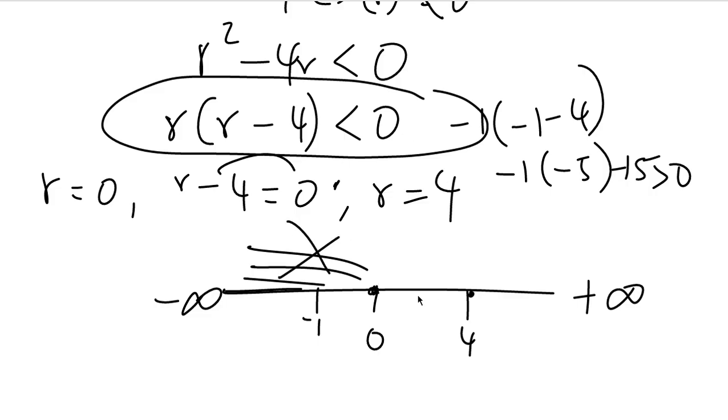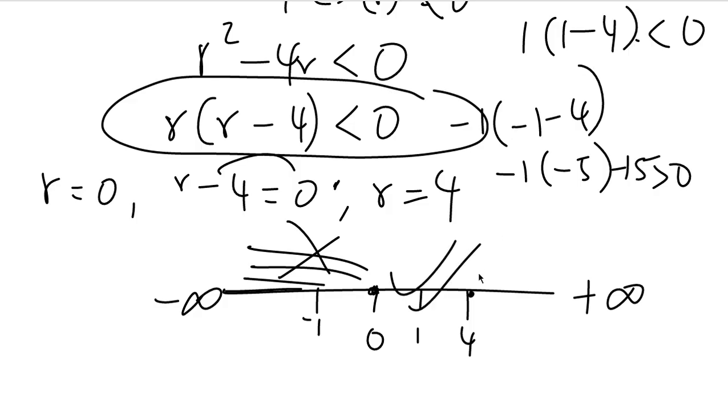Then test for any value in between 0 and 4, for example 1. We substitute 1: 1 into 1 minus 4 less than 0. 1 minus 4 is minus 3, and minus 3 is less than 0. So this region is okay. Then test any value higher than 4, for example 5. If you substitute 5, it will be 5 into 5 minus 4, that is 5 times 1, which is 5, which is positive. So this region is wrong, because we are looking for values less than 0.